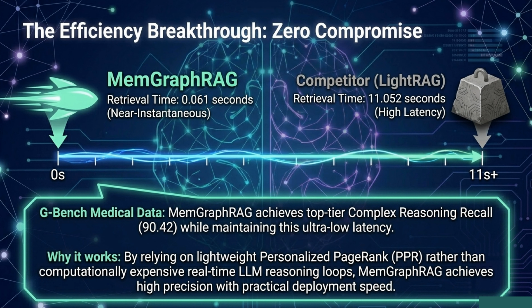Furthermore, MemGraphRAG offers an efficiency breakthrough with zero compromise. While a competitor like light-RAG might take over 11 seconds for retrieval, MemGraphRAG operates near-instantaneously at just 0.061 seconds. By relying on lightweight personalized PageRank rather than computationally expensive real-time LLM reasoning loops, it achieves top-tier precision at practical deployment speeds.